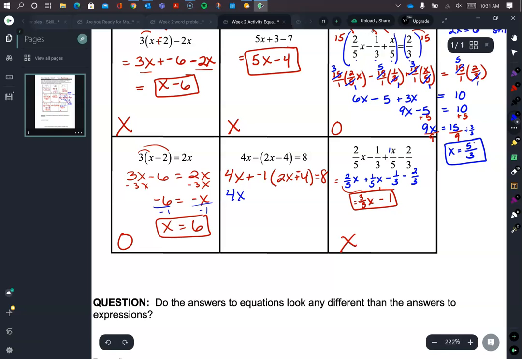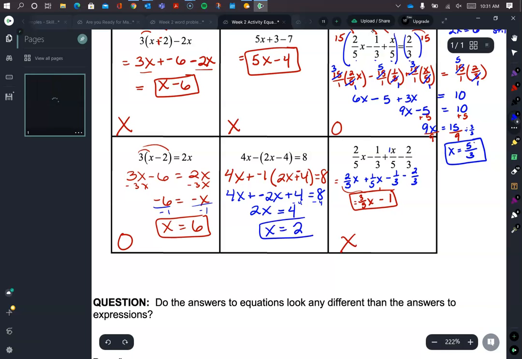So the 4x comes down. We would have plus -1 times 2x, which is going to give me a -2x. -1 times -4 is going to be a +4, and then equals 8. So now I have 4x minus 2x is just 2x. Subtract 4 from both sides, and I am going to get 2x equals 4. Divide both sides by 2. I get x equals 2. And this was an equation, so we have our circle.